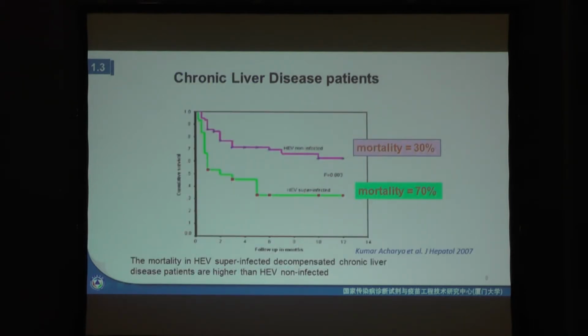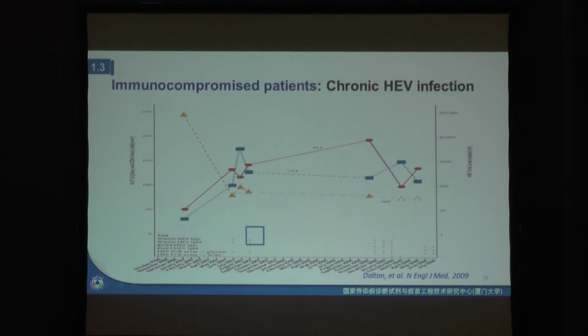And the mortality in HEV superinfected, decompensated chronic liver disease patients is higher than in HEV non-infected. Usually after HEV infection, the hepatitis tends to be acute hepatitis, but in HIV carriers or in some kinds of immunocompromised patients, the infection might tend to be chronic infection. This is a paper published in AJM, and these people had abnormal ALT for more than 2 years.